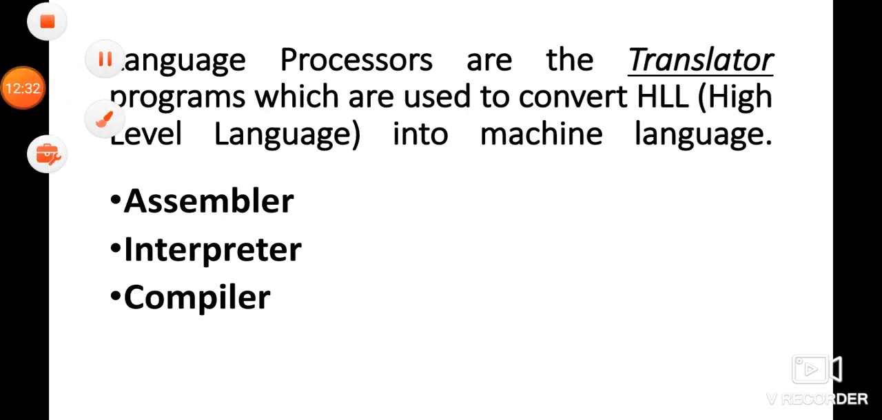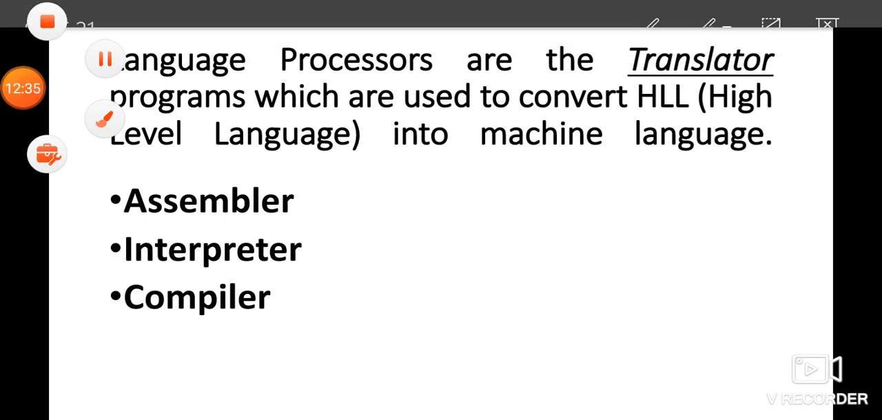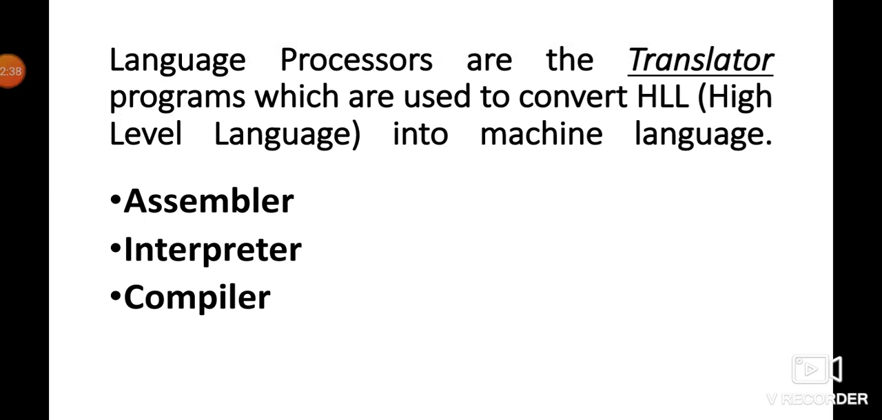Okay, second is the interpreter. What are interpreters? When programs are written in any high level language or in a fourth generation language, the interpreter converts the high level language into machine language. But the compiler also converts the high level language into machine language. Then you need to understand the difference between interpreter and compiler.